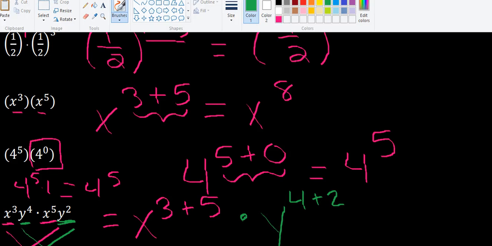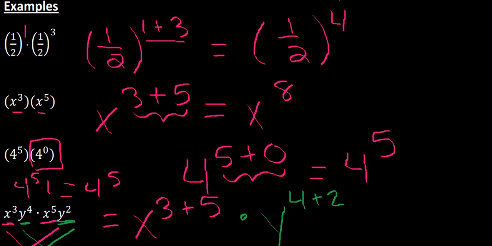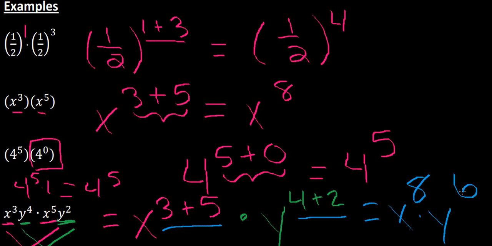When I go to simplify this, since now I have my like bases together, I can add 3 and 5 and get x to the 8th. I can add 4 and 2 and get y to the 6th. Now the reason that I don't have a symbol here in the middle for multiplication is that we don't need one. When you multiply variables, you don't need to show the multiplication. It's implied. You can just show xy. If you want to put the dot there for the dot product, that's fine, but you certainly don't need it.